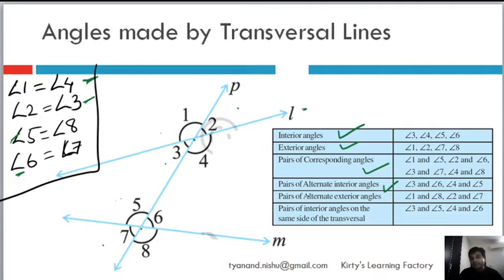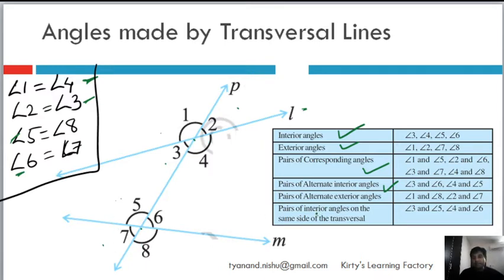then pairs of alternate exterior angles, right? So 1, 2, 7, 8 are exterior angles. Now 1 is an exterior angle, so what will be the alternate exterior angle? 8. Okay, so 1 is here, 8 is here, and for 2 the alternate exterior will be 7, right?